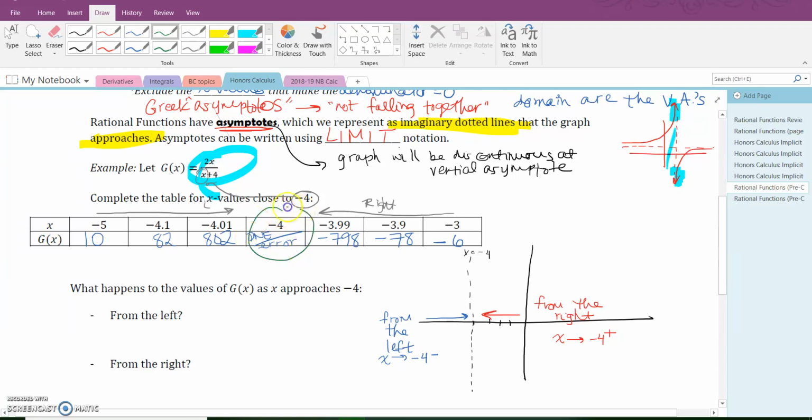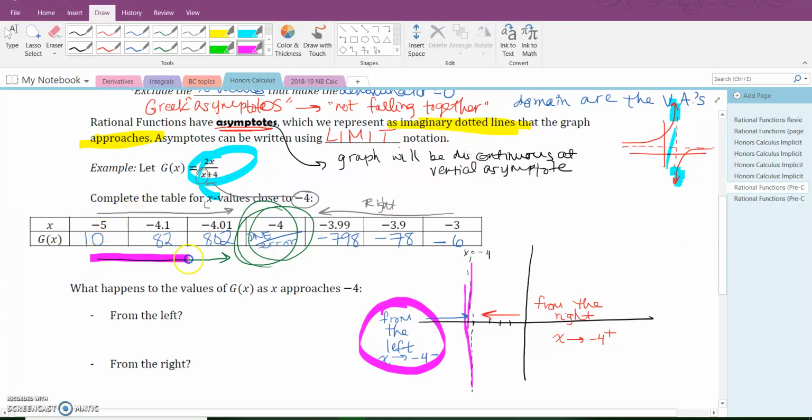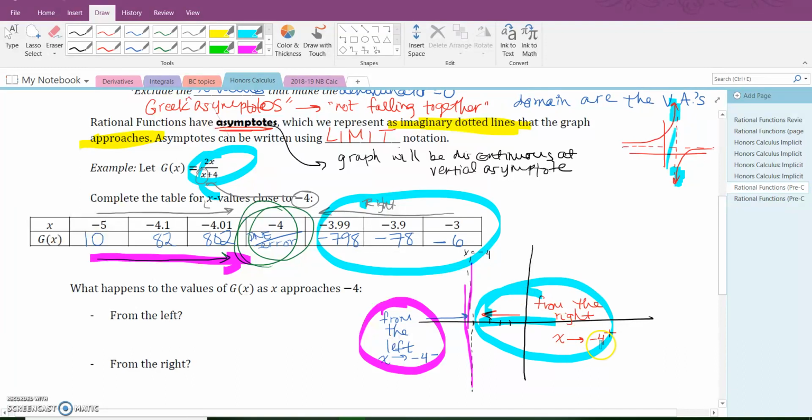And remember, -4 is the dead zone. That's the DNE, does not exist, the error, because if you put -4 in, you're dividing by 0. So first we were at -5. We're getting closer and closer to -4 from the left side. So one thing you're going to have to know is talking about from the left and from the right. So here's -4. If I'm coming from the left, that would be numbers like -5, -4.1, -4.01. If I'm coming from the right, that means I'm starting on the right side and then getting closer this way. So numbers over here are from the right.